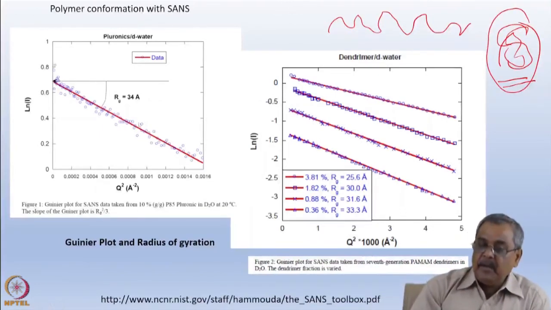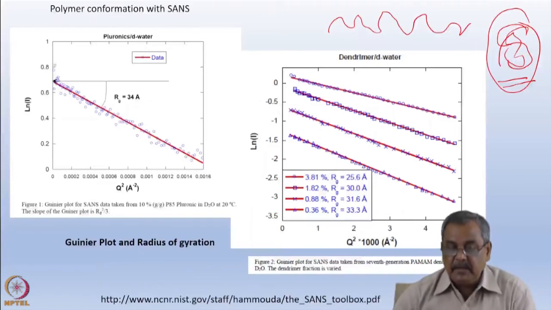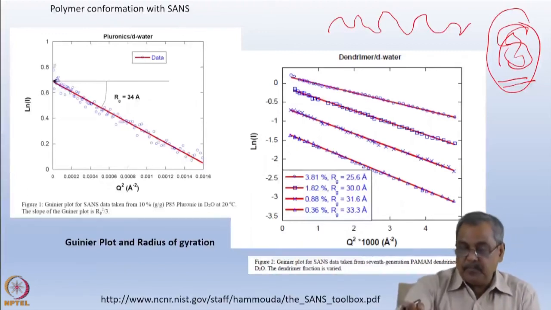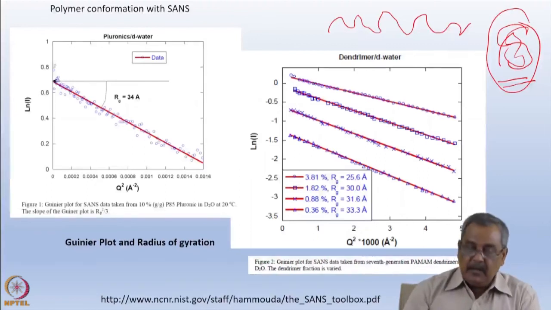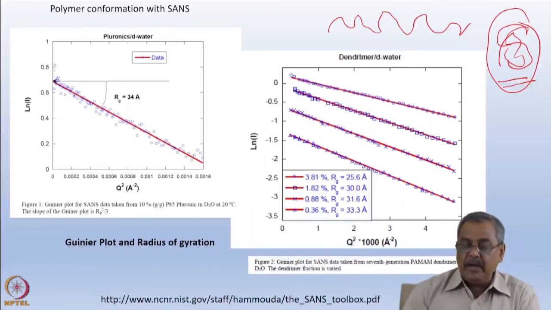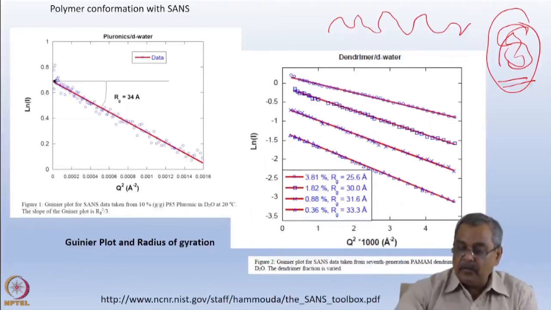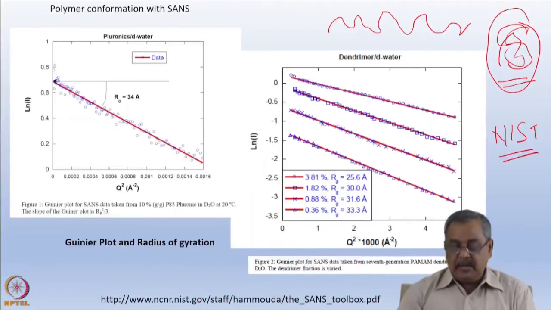And similarly, dendrimer, another multi-branch polymer, was also studied there, and you can see that the log plot is a straight line. Because the slopes are different, the radius of gyration differs based on the concentration of the dendrimer in deuterated water. So this is another example of finding out radius of gyration of polymers using small angle neutron scattering. This work was done at NIST in USA, the NIST reactor in Gaithersburg.